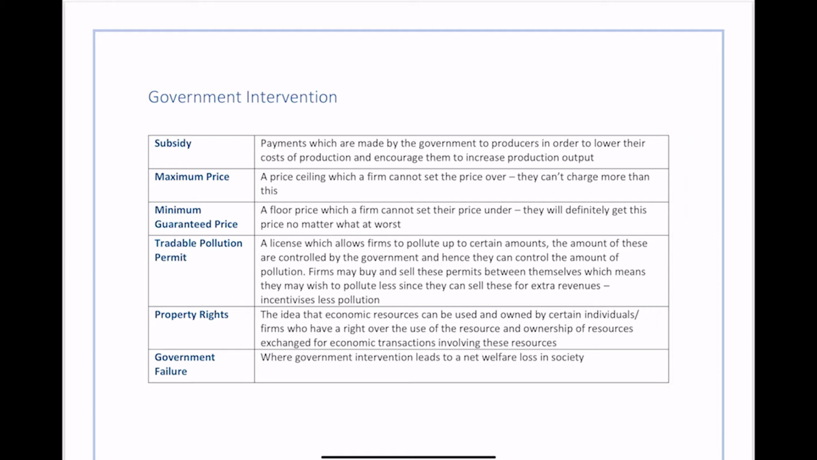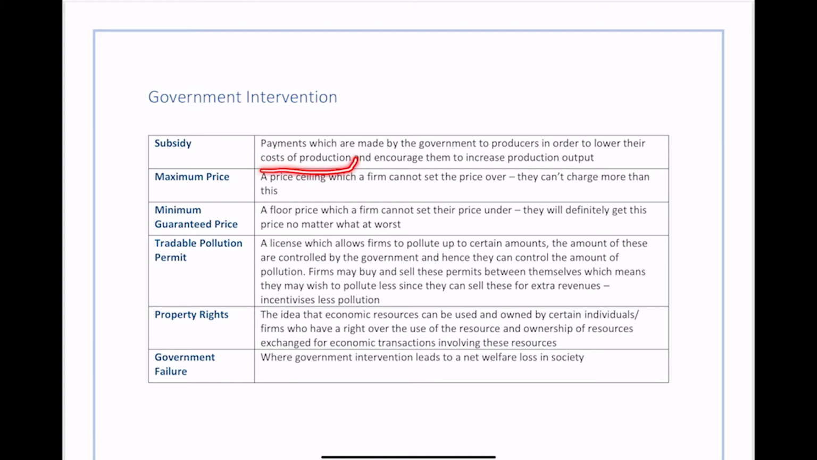So in terms of a subsidy, a subsidy is usually a payment which is made by the government to a producer in order to reduce the cost of production and encourage them to increase production output. Basically, the government comes to a company and says, look, here's a grant, here's a subsidy, I'll give you this money. As a result of that company having that money, they could buy more equipment, they could make stuff more efficient, they could get more labor, they could do whatever they wanted. But essentially, they can reduce their cost of production.